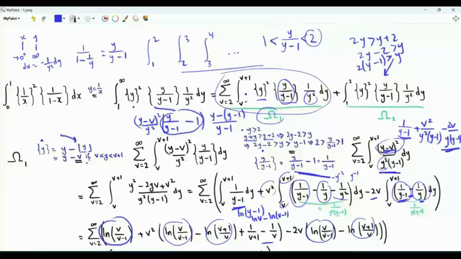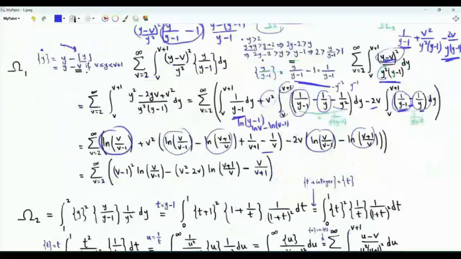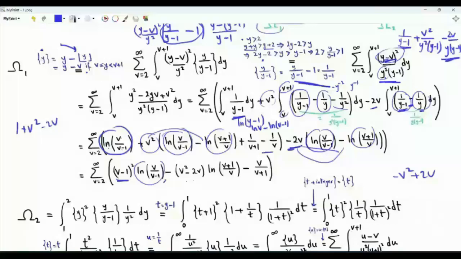This part here, omega 1, is given by this summation, which can be simplified. ln v over v minus 1 appears here with coefficient 1. Here it is multiplied by v squared. And here there is minus 2v. This logarithm is multiplied by v minus 1 squared. ln v plus 1 over v, it has here minus v squared, and from here plus 2v, so that's minus between brackets v squared minus 2v. These two guys together give us minus 1 over v times v plus 1. Then there is this v squared, so we get minus v over v plus 1.